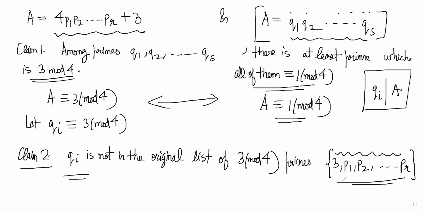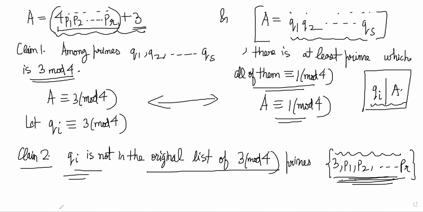Any prime here, P1, P2 and all, they don't divide A because they might divide this initial factor, but they don't divide 3. And 3 does not divide this, right? Because it's a collection of primes and 4 is just 2 square. So none of the primes in this original list divides A, but Qi divides A. Therefore, Qi is not in the original list of 3 mod 4 primes, right?